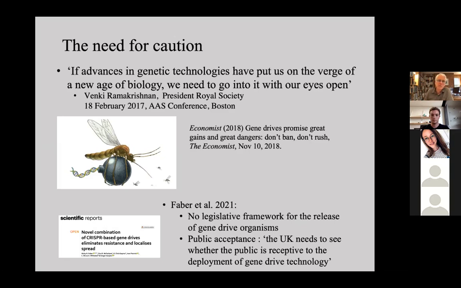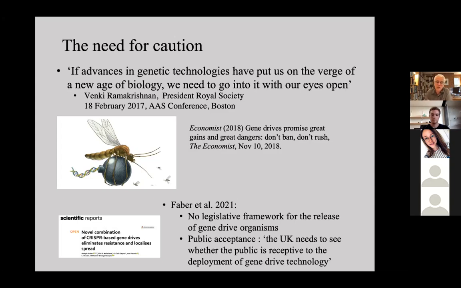So Venki Ramakrishnan comments, if advances in genetic technologies have put us on the verge of a new age of biology, we need to go into it with our eyes open. I think that's very sensible. The Economist back in 2018, talking about gene drives, said they promise great gains and great dangers. Don't ban and don't rush. And again, quite a sensible sort of position.